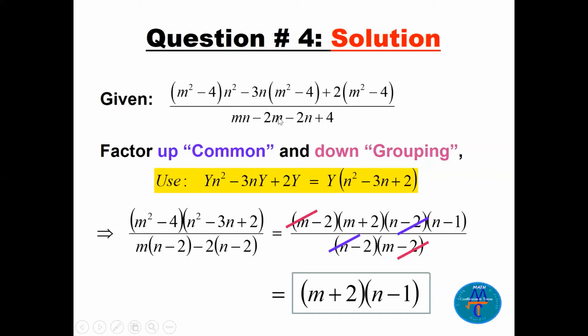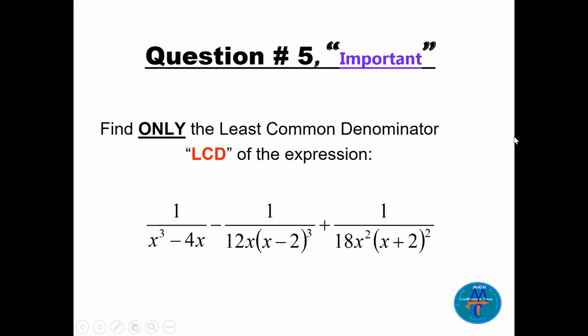Here we take the first 2 terms, take m common, minus 2, it will be n minus 2. Now we have n minus 2 common, also take it out. Inside we have m minus 2. So we cancel m minus 2, we cancel n minus 2, we are left with m plus 2, n minus 1, which is the final answer for this nice question number 4. Let's see number 5.